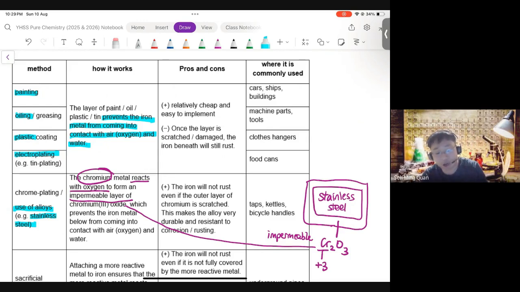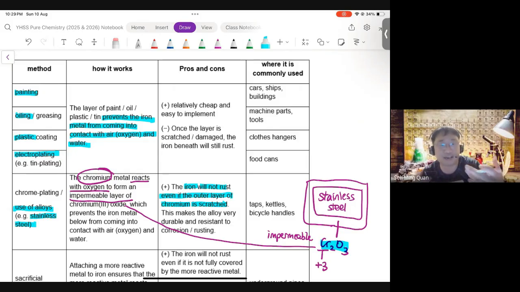So this oxide layer, even if you scratch a little bit off, there is still chromium metal left in the stainless steel, which can react with oxygen rapidly to form back the Cr2O3. So the iron will not rust even if the outer layer is scratched. So this stainless steel is very durable, very long lasting, very resistant to rusting. That's why stainless steel is very good. It's used to make so many things: pots and pans, forks and spoons. Surgical instruments are also made of stainless steel to prevent rusting. Okay?